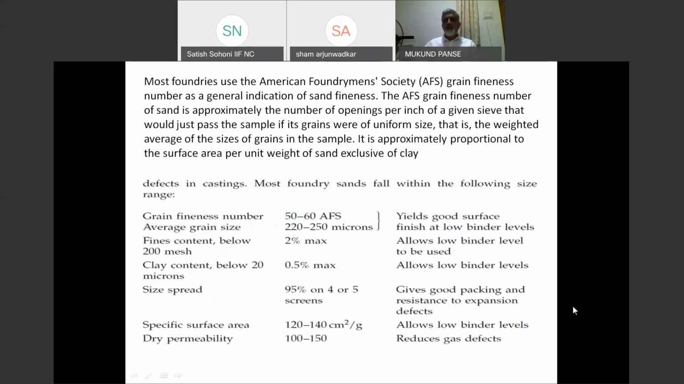This size distribution is designated by AFS number, which is the weighted average of different grains. In the specification of sand you can have, say, 50, 60 AFS or 70 AFS, which is much finer, or 45 AFS, which is coarser. The clay content or fines are normally quoted as 0.5 or 1%, which you get in washed sands. And the spread is a 3 sieve distribution of 70 to 80%.